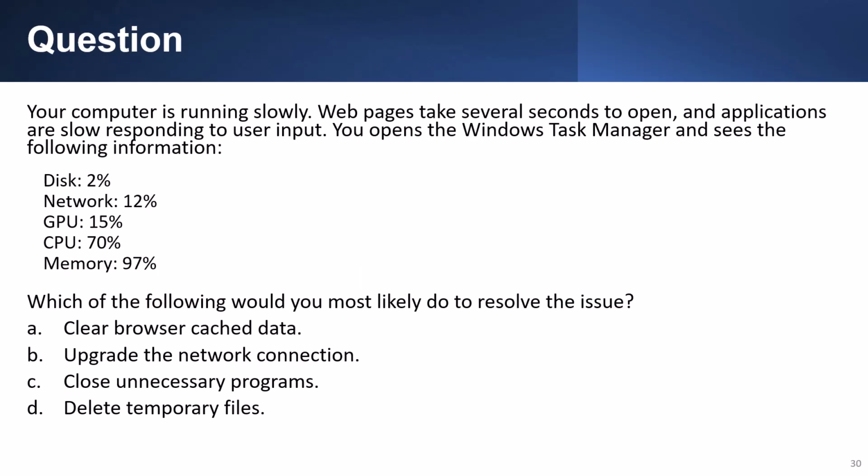Question: your computer is running slowly. Web pages take several seconds to open, and applications are slow responding to user input. You open the Windows Task Manager and see the following information: disk 2%, network 12%, GPU 15%, CPU 70%, and memory 97%. Which of the following would you most likely do to resolve the issue? Answer: close unnecessary programs.